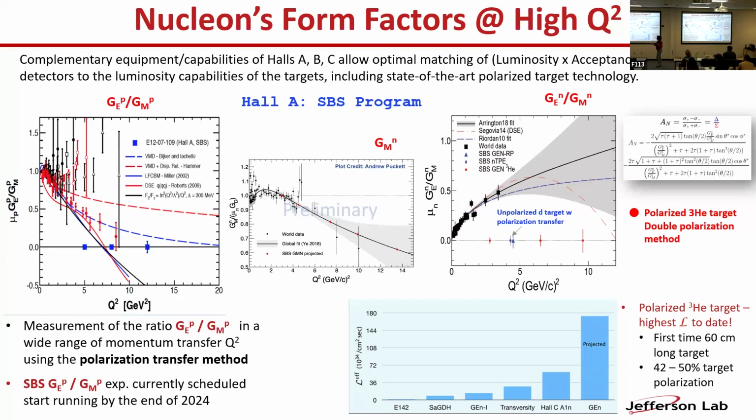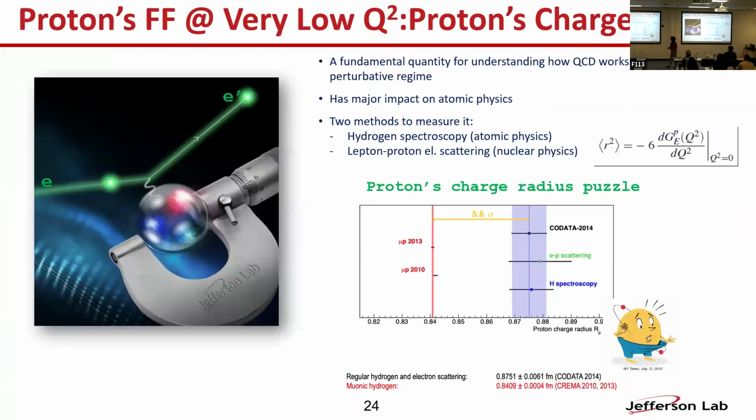Of course, there was a lot of theoretical development because these results were really unexpected. And so we will see. At the end of this year, we are running this experiment and we will see what is this trend. Now, we measure the form factor of the proton at high Q square, but we also measure the proton form factors at very low Q square, very, very low.